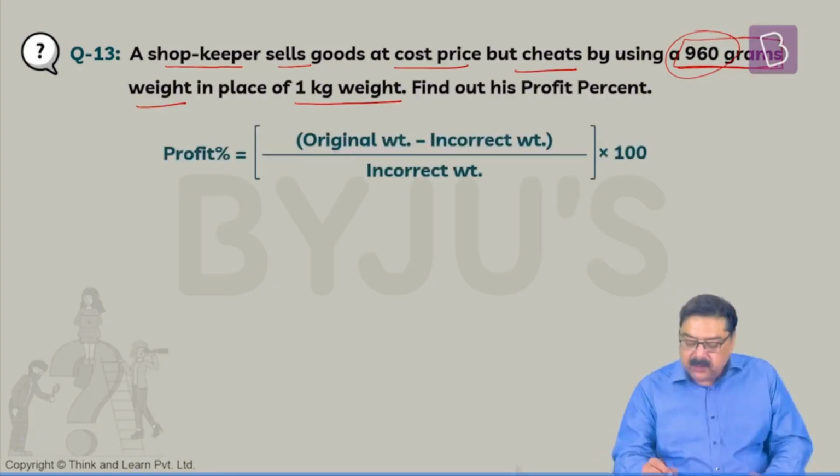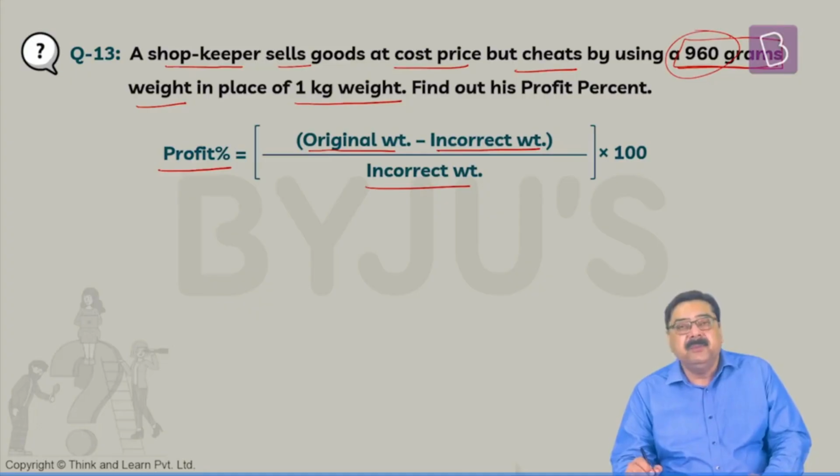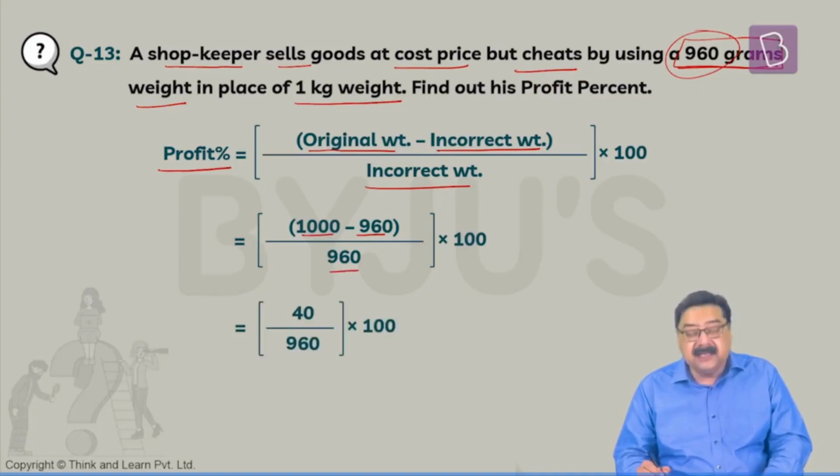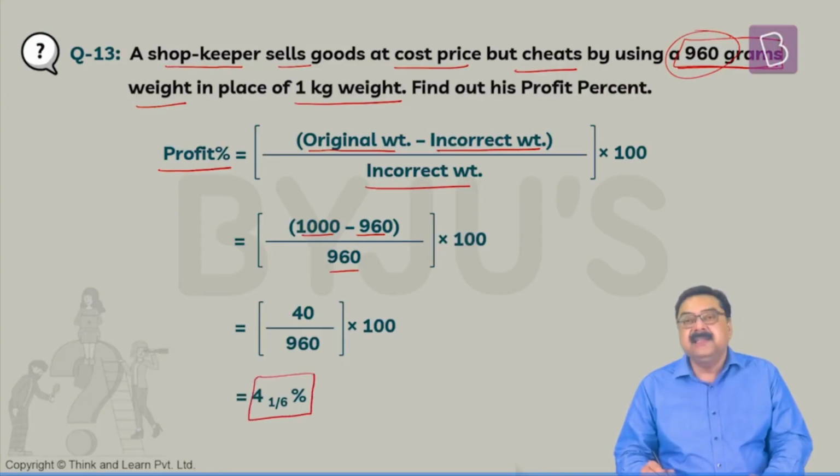So simply what you can do is original weight minus incorrect weight, by incorrect weight, into 100, shall give you the profit percent. You can employ this particular formula, which in this case is 1000 minus 960 by 960 into 100. Works out to be 40 by 960 into 100, which is 4 1/6%.